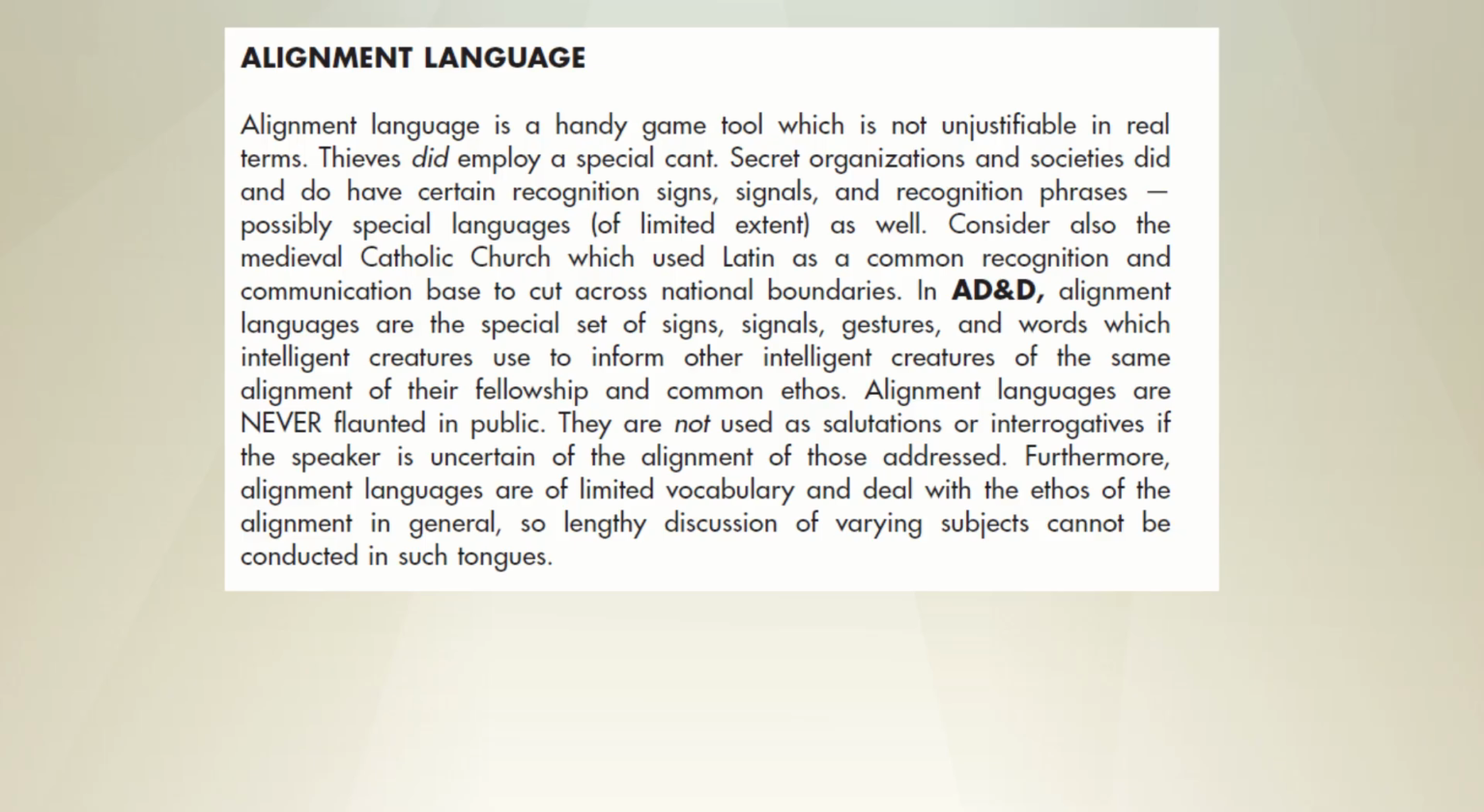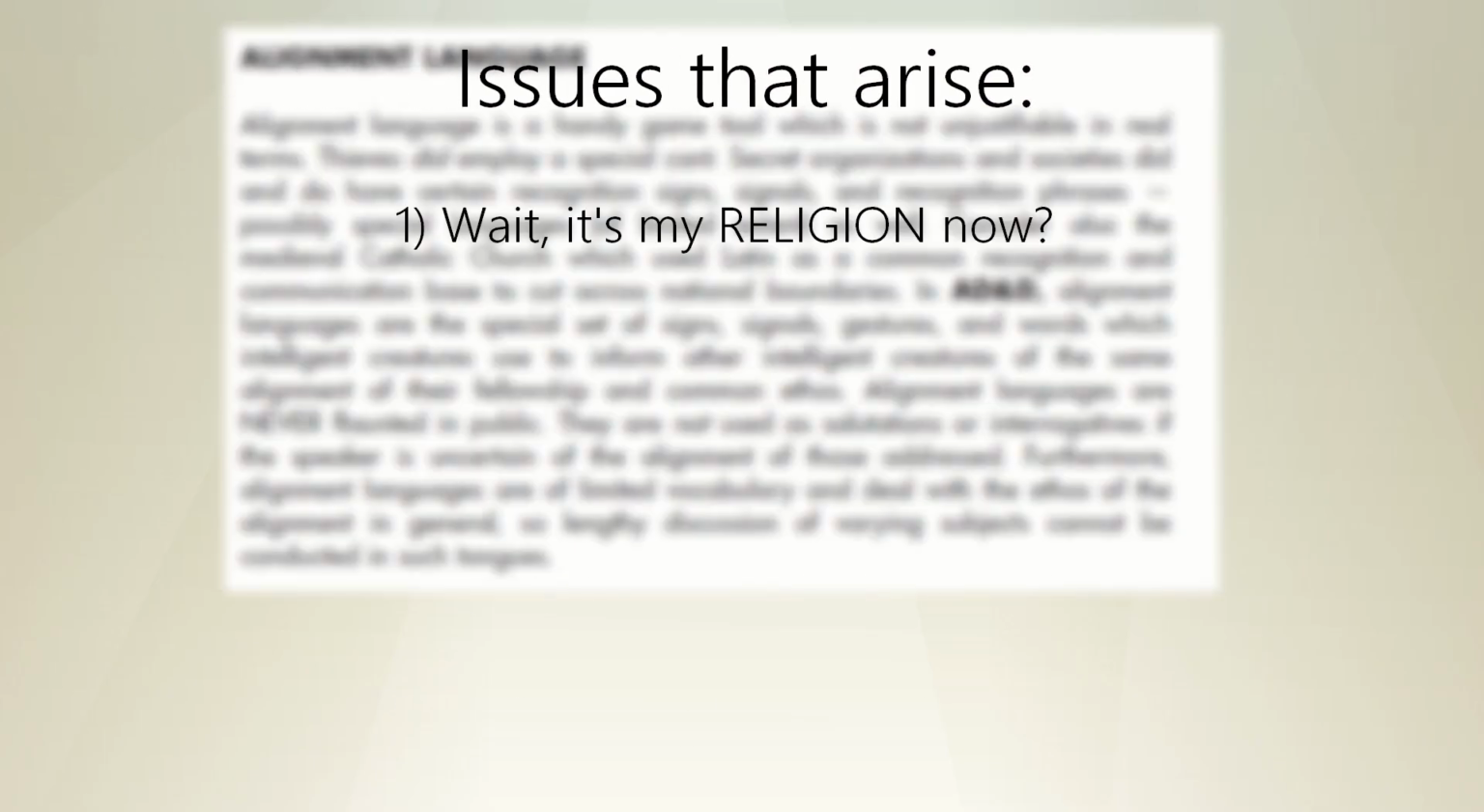Gary compares it to Latin and Catholicism, or a rogue's thieves' cant. Now, this obviously opens up a can of worms, like, wait a second, I thought alignment was your moral compass. Now it's supposed to be my religion? With codes I have to follow? Also, can you learn more alignment languages? The book says no, you can't. Why? Because it would just be such a social faux pas that it wouldn't happen.